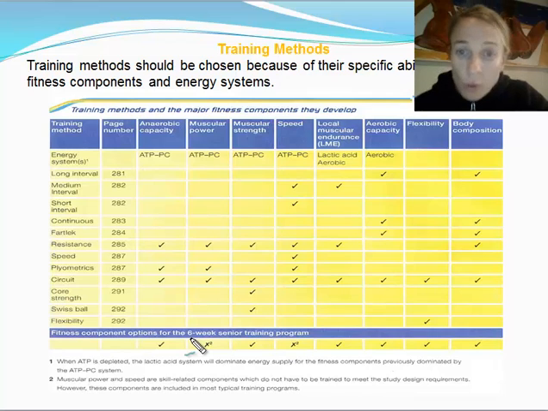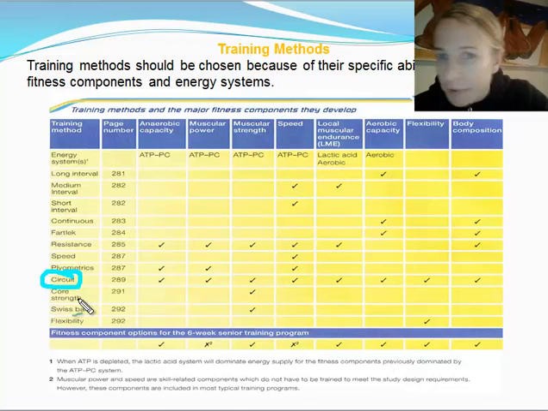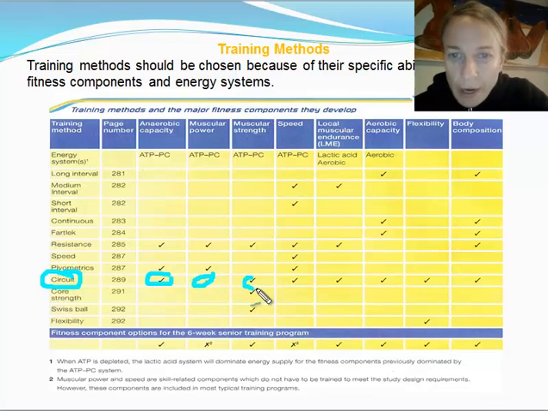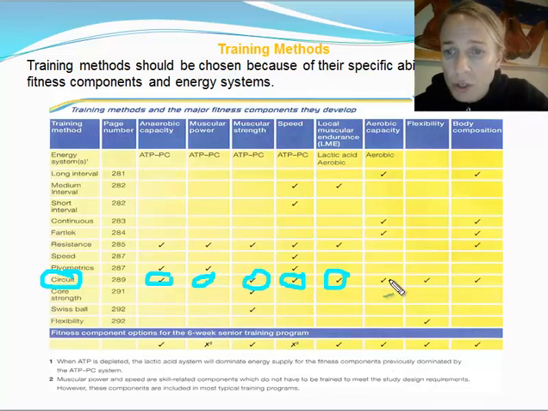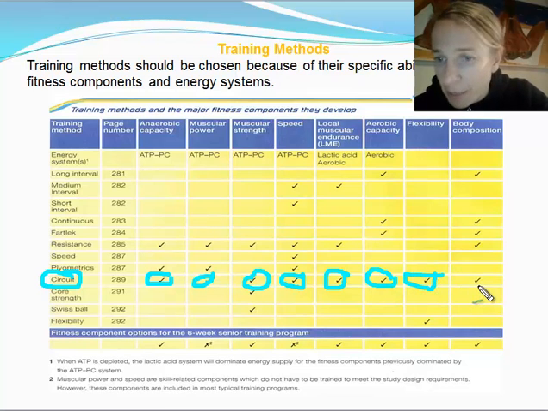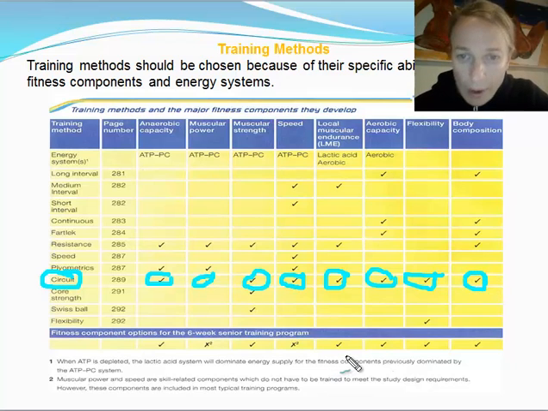This table also helps to show, particularly for circuit training, that it helps to develop a number of different fitness components, such as anaerobic capacity, power, strength. Also, we can develop our speed, local muscular endurance, aerobic capacity, flexibility depending upon the exercises chosen, and also body composition, help with weight management.